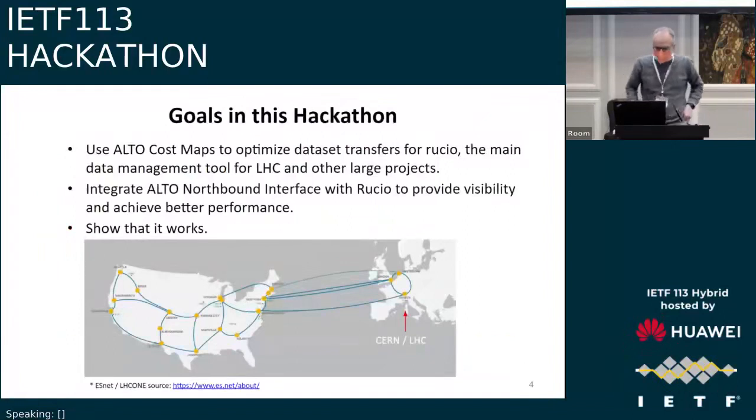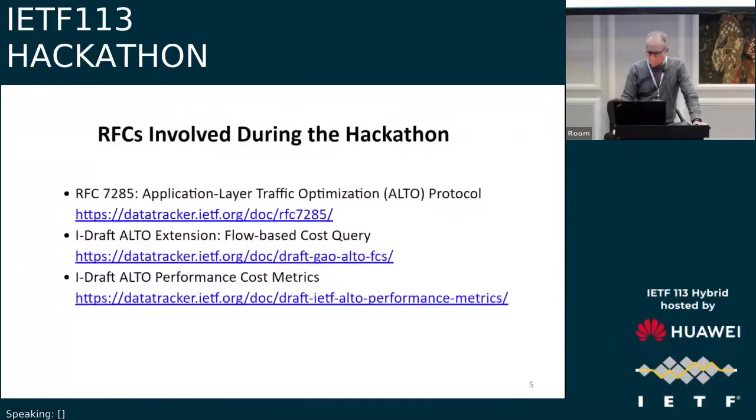So the goal for this hackathon is to use Alto Cost Maps to optimize dataset transfers for Rucio. Rucio is the application, like I mentioned, used by scientists to share large-scale data sets. The focus is on integration of the Alto northbound interface with Rucio to provide better visibility to the application to make better decisions. So Alto provides the state of the network, some bandwidth availability or latency, depending on the dynamics of the network, and then provides that information to the application so that you can make better decisions on how to upload or download these large data sets.